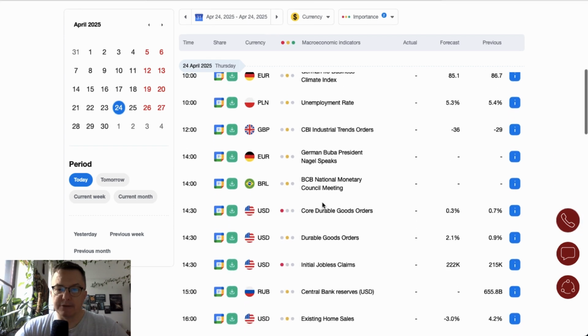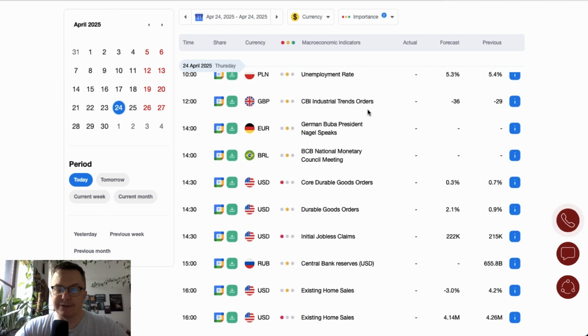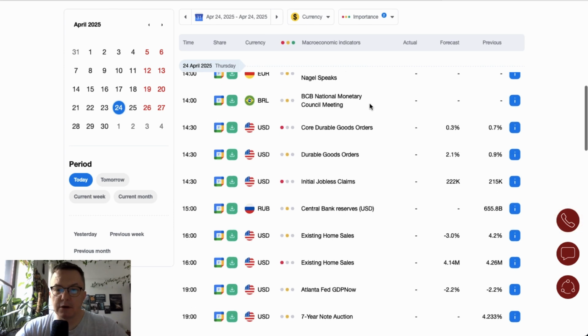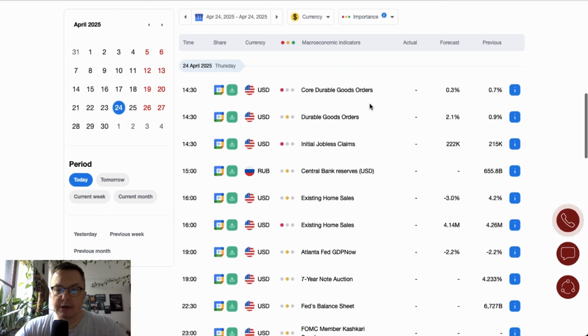Then we got unemployment rate in Poland, then CBI industrial trends orders from the UK, this is at noon. German Bundesbank President Joachim Nagel will give a speech at 2 o'clock. Then we have the core durable goods orders and durable goods orders data scheduled for release at 2:30. Initial jobless claims are scheduled for release at 2:30 as well.